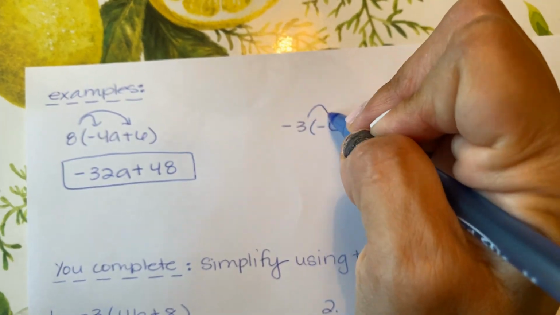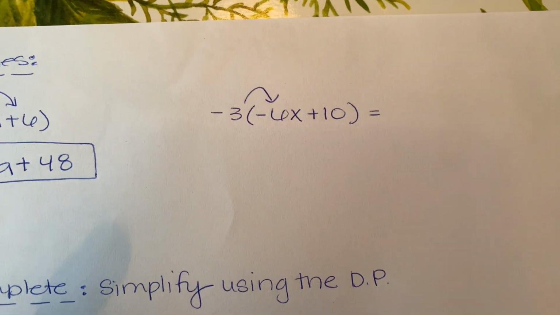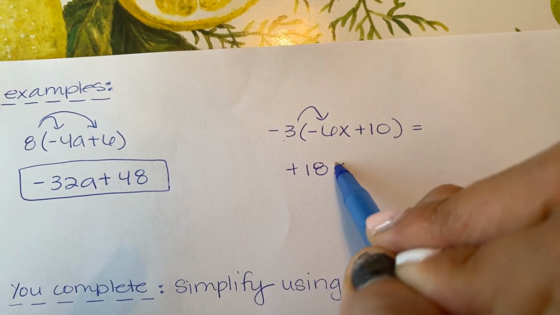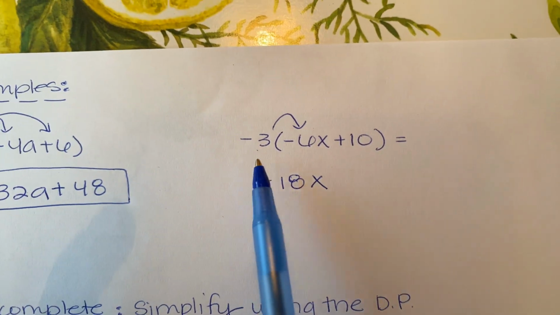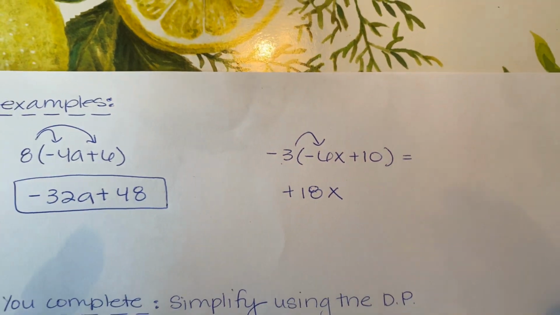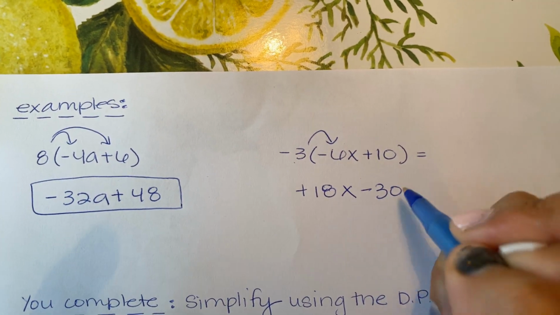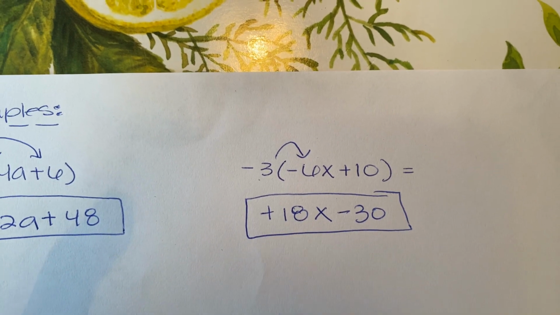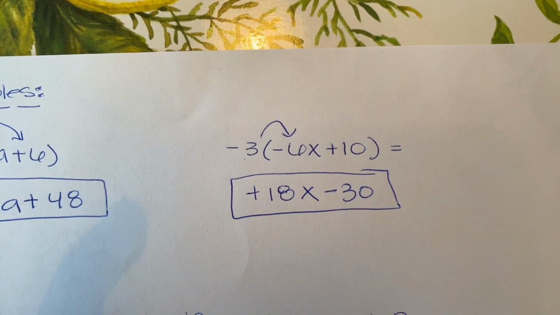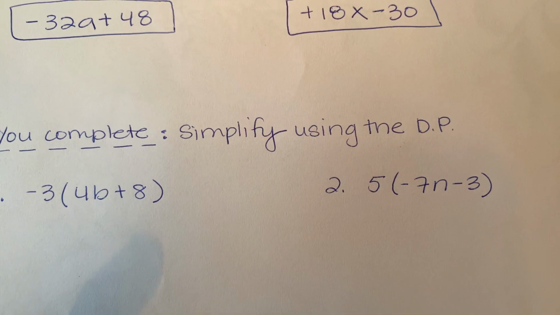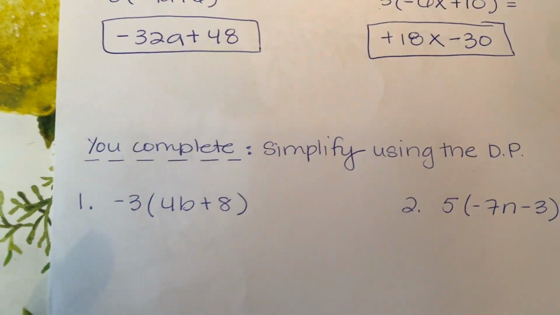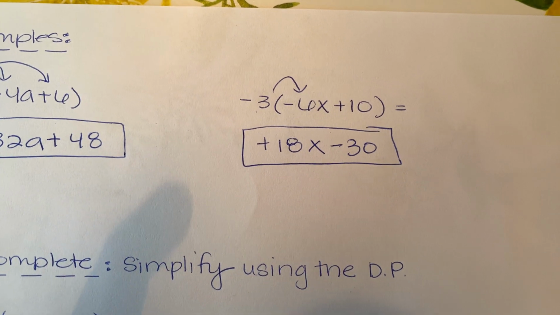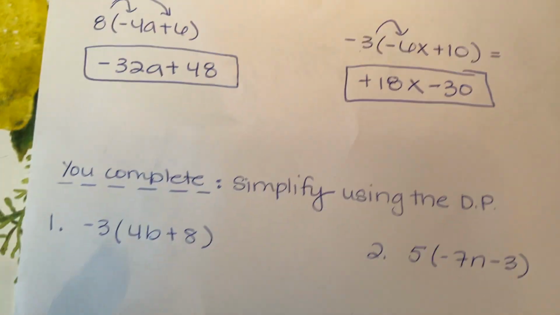So -3 times -6x. A negative times a negative is a positive, 18x. -3 times +10 is -30, and that is your answer. And if you don't put the positive here, it's not going to get docked, by the way. So if you come down to one of these other problems that I have you completing, you don't get docked for that. Okay, so that's it.